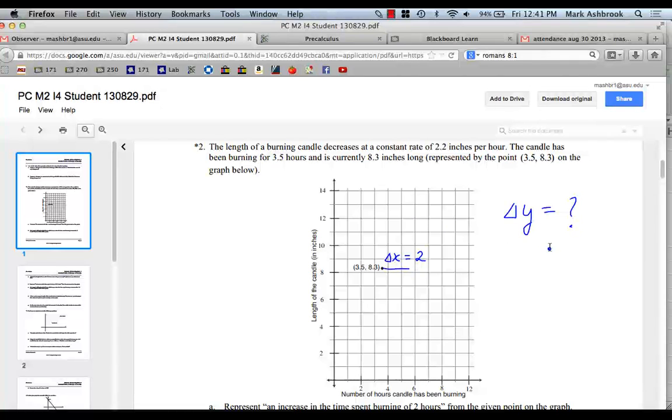Yep, we got constant rate of change. So we got constant multiple reasoning. So we're going to take delta y equals negative 2.2 times the change in x. What do you get? Negative 4.4. And so 1, 2, 3, 4, something around here. Okay? And so that's our delta y of negative 4.4.